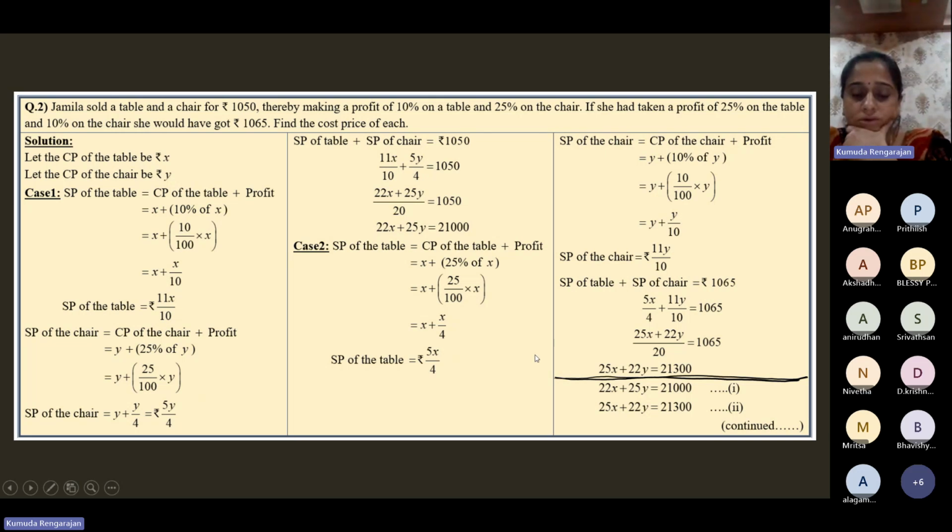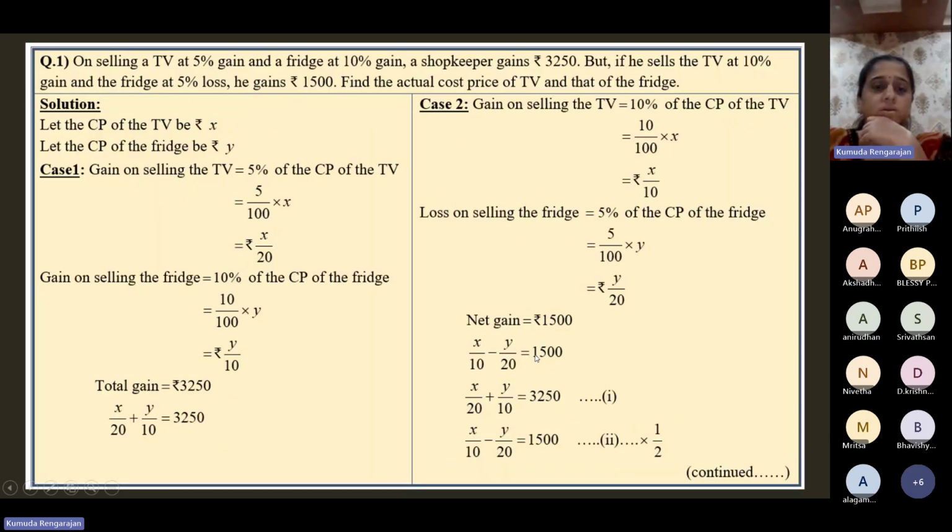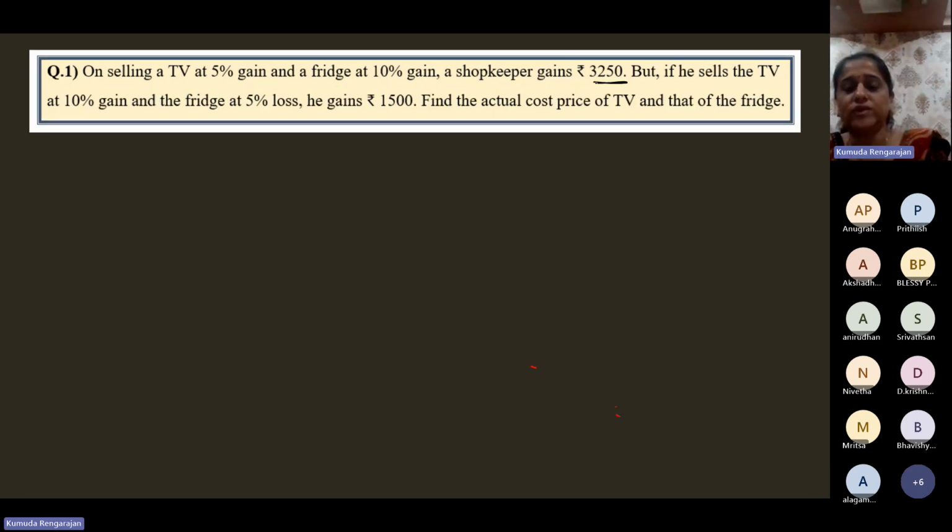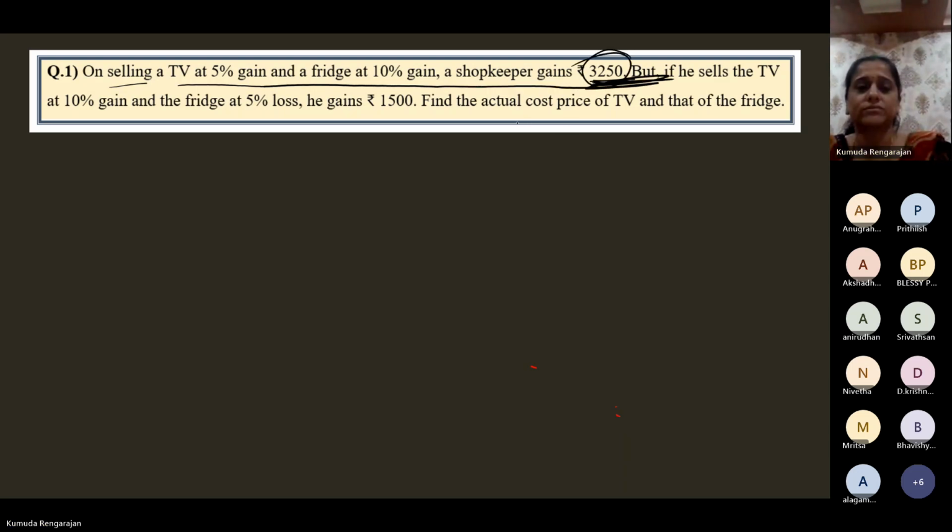So the difference between the earlier question and this question is that here only the profit is given. 3250 is only the profit on selling. See, to make profit or loss, you have to sell. But does this number represent selling price or the profit margin? On selling a TV at 5% gain and fridge at 10% gain, a shopkeeper gains 3250. So this is only the gain portion. This also is only the gain portion.